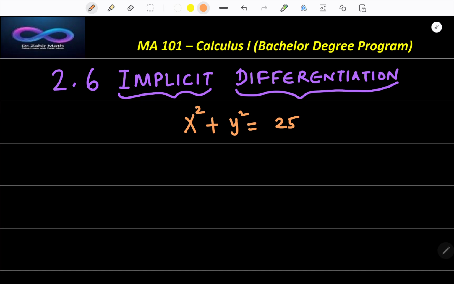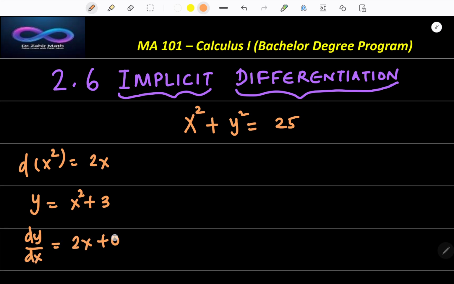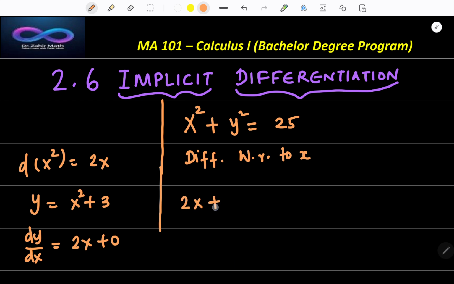So far in all the last 5 exercises, I give you the function x square and you will differentiate, you will get 2x, right? And I always give y is equal to some x plus 3, x square plus 3. So immediately you do dy by dx is equal to 2x plus 3 is what? 0. But right now, you are going to take a derivative of x square plus y square is equal to 25. How are you going to take derivative? Let me say differentiate with respect to x. If I differentiate with respect to x, x square is what? 2x. And the constant derivative is what? 25, 0.